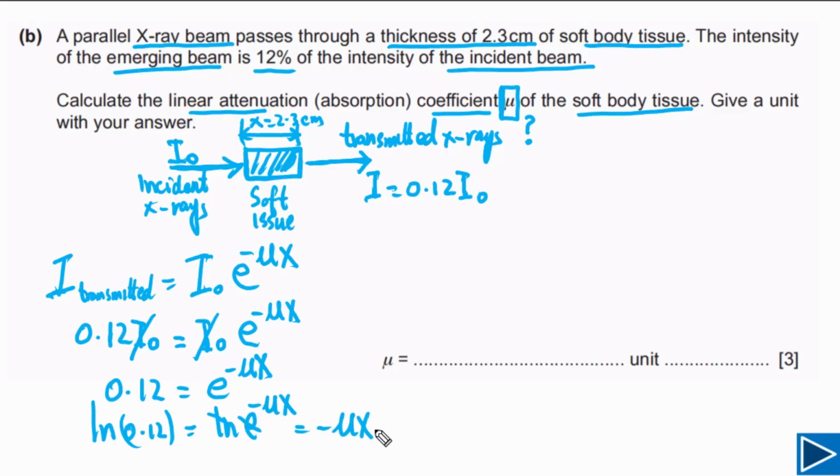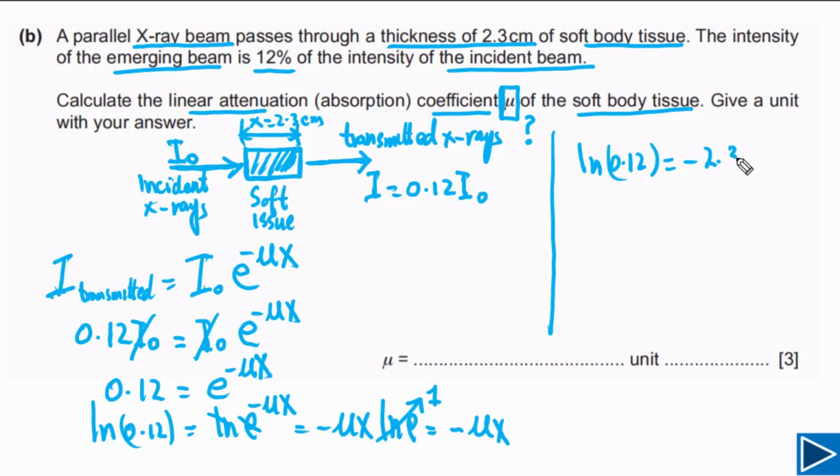We can write it in this form, ln of e, but ln of e is equal to 1. So simply we are left with negative mu x. We have ln of 0.12, negative 2.3. This is the value of x. And here we have mu. So from here we can find out the value of mu. The value of mu in this case will be equal to 0.92.